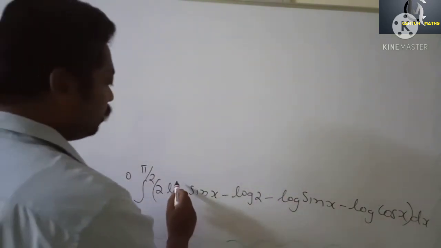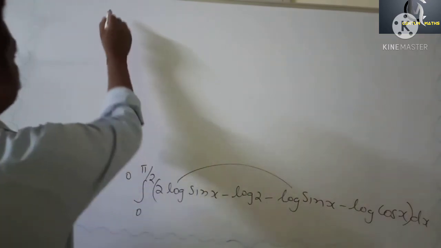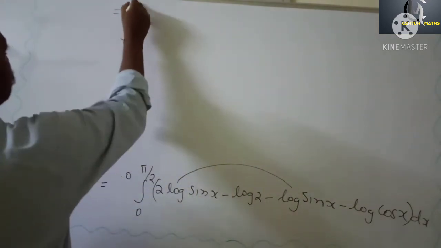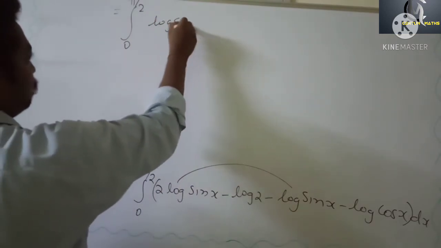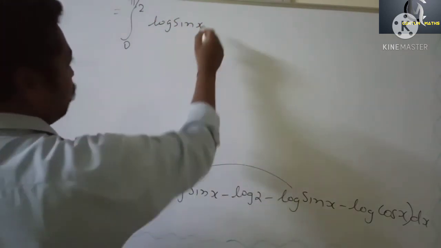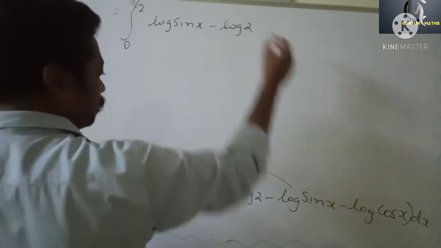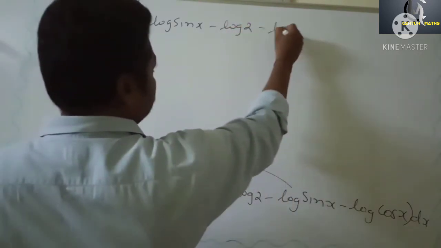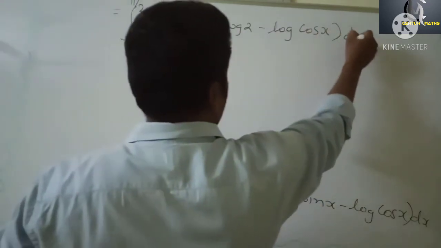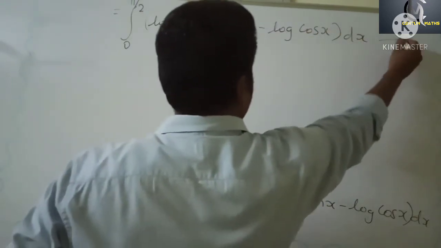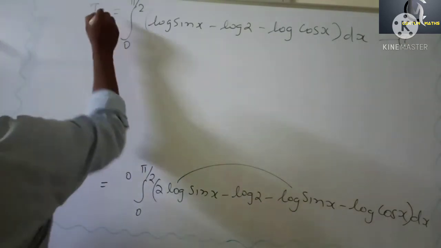So 2 log sin x minus log sin x becomes log sin x, and minus log 2, minus log cos x, and dx. Let it be equation 1, and this is I.